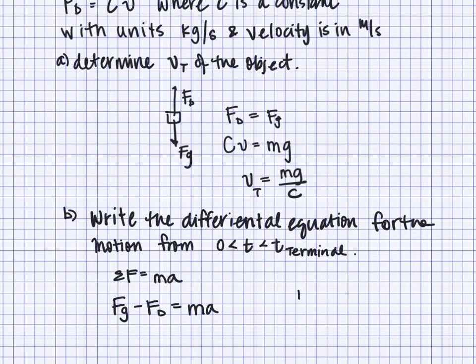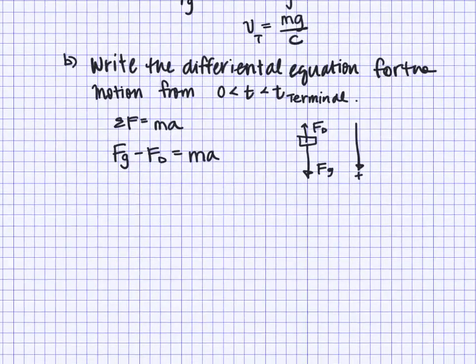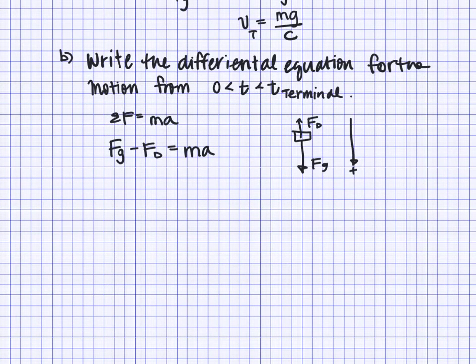So remember, this is the case where the gravitational force is down, but our drag force is up, and it is not equal to the weight yet. And because it's moving down, I'm going to let the positive direction be down. So now to make it a differential equation, we just substitute what we know here, and F sub g is mass times the gravitational force minus our CV is equal to ma.